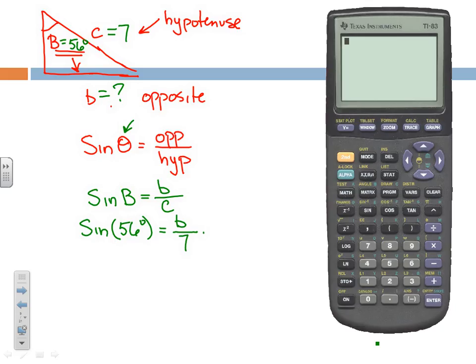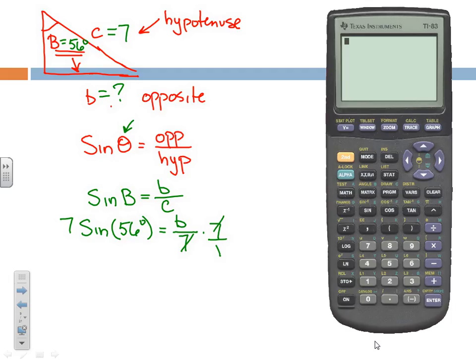To do that, I'm going to multiply by 7 on both sides. The 7's on the right side cancel out, because we have 1 in the numerator, 1 in the denominator. And we're left with 7 times the sine of 56 degrees on the left side. That's equal to B. So how do we put that into our calculator?